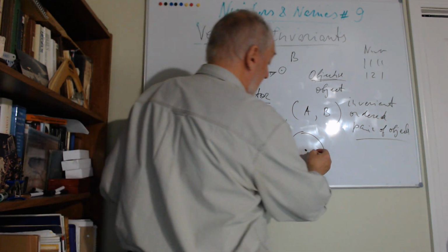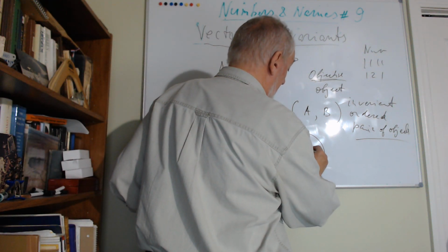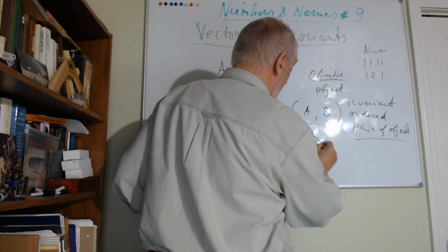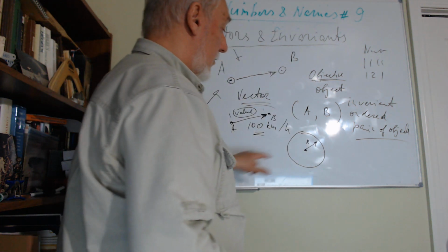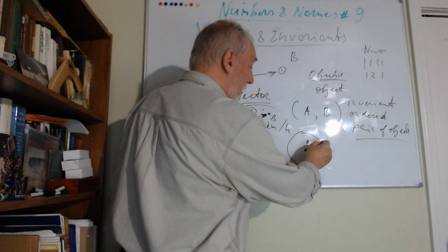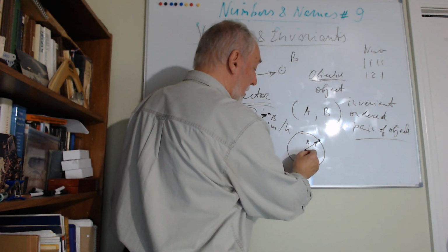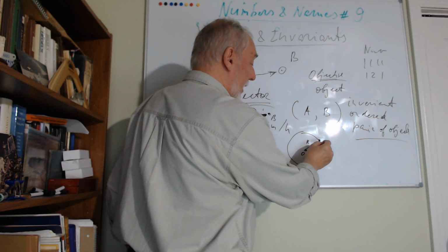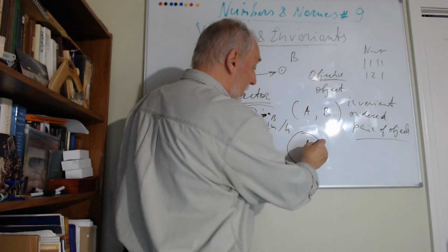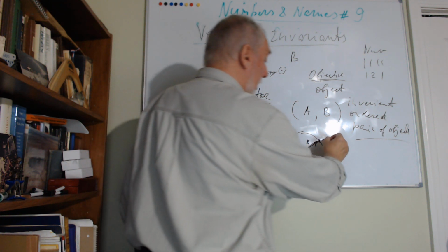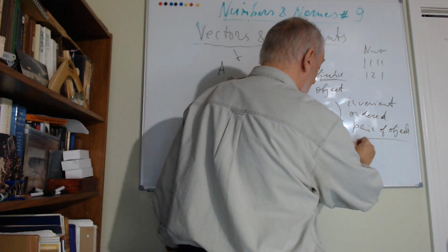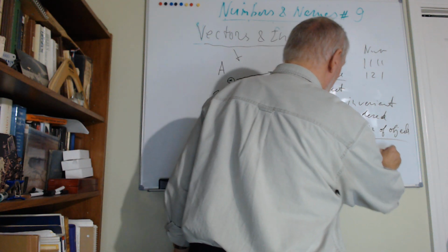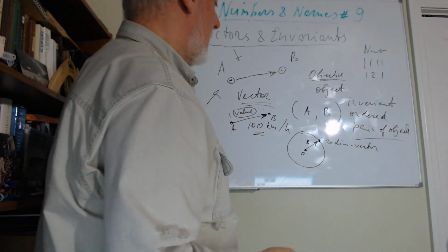The other example of a vector is the so-called radius vector, like the radius of a circle. You have the center of the circle and a certain point, and you have this, called the radius vector.